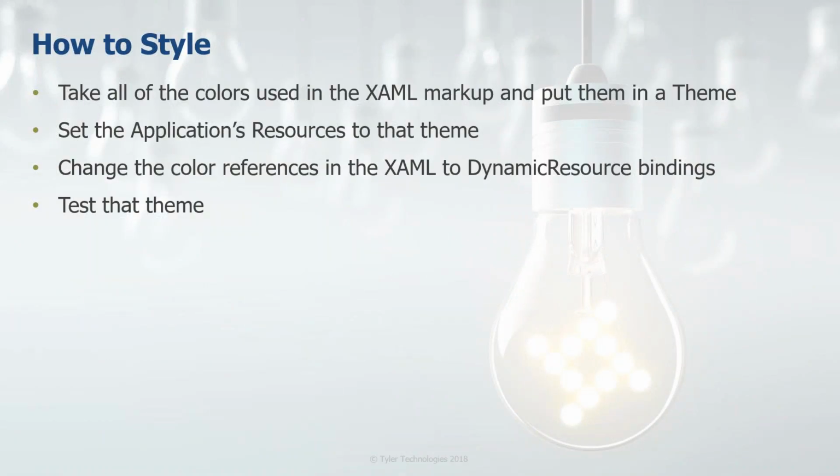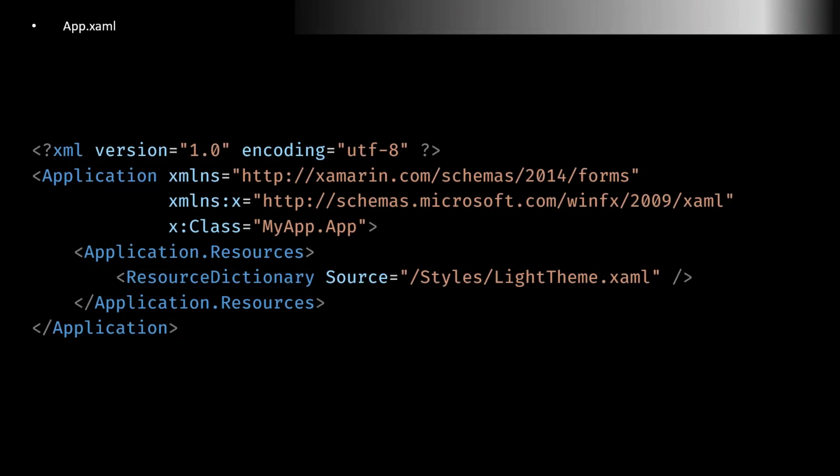So how do we style? Well, we take all the colors that are used in the XAML markup and put them in a theme. Then you set the application's resource to that theme, change the color references in the XAML to use dynamic resource bindings, and then you can test that theme. So in our App.xaml, in the application resources, in the resource dictionary, you set the source attribute to your theme file.